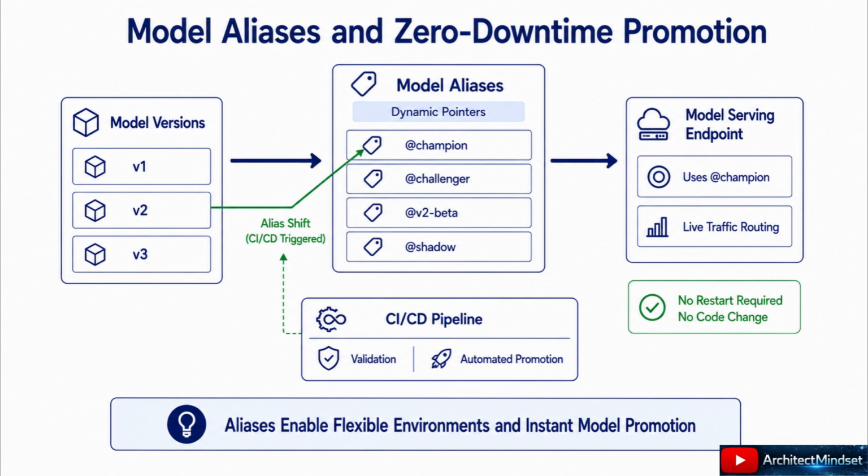Example, when your CI/CD pipeline verifies a new model version, it shifts the champion alias to the new version. Any production model serving endpoints targeting the champion alias immediately begin routing traffic to the new model without a code deployment or cluster restart.